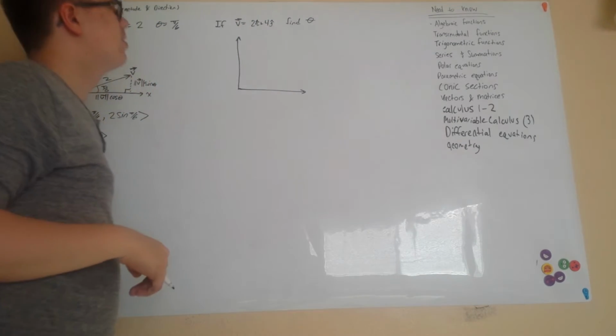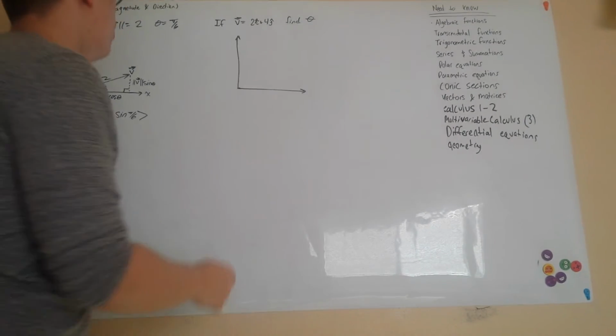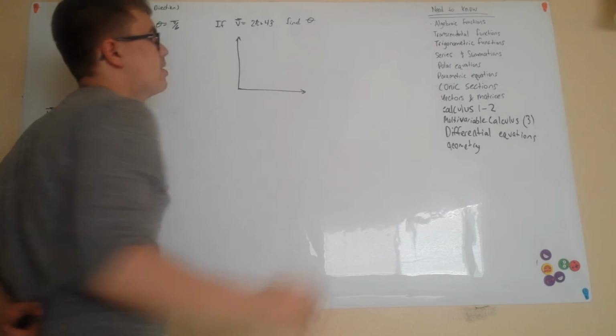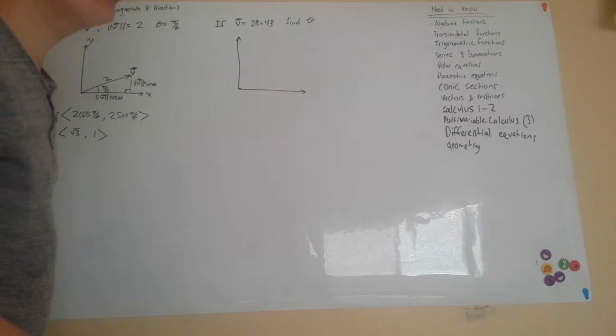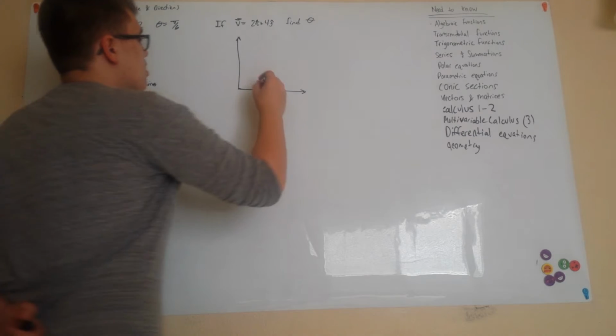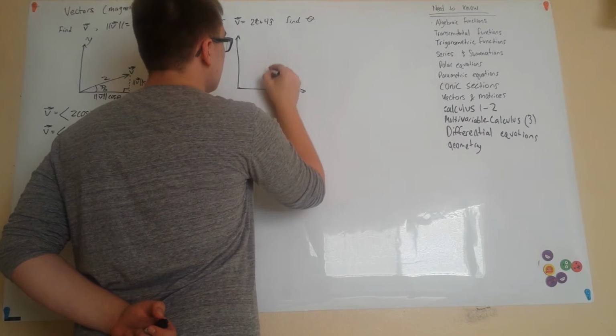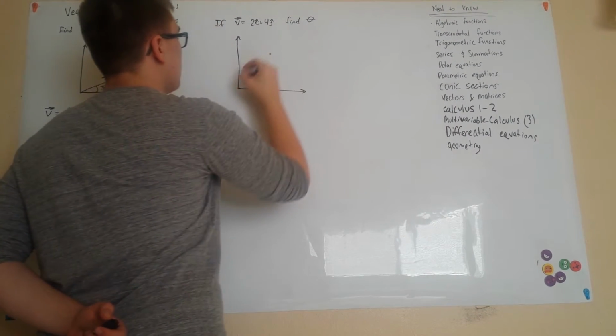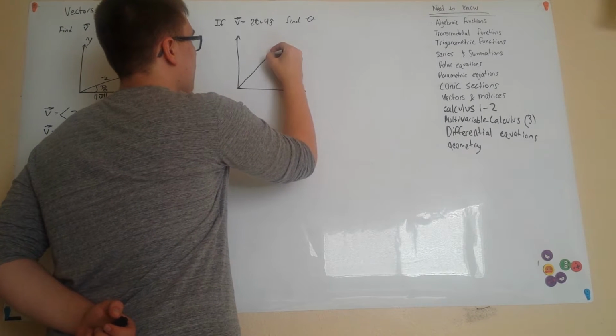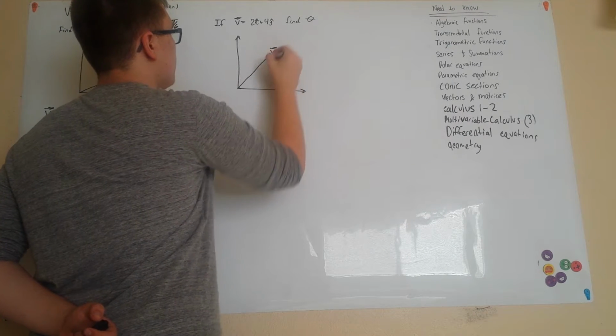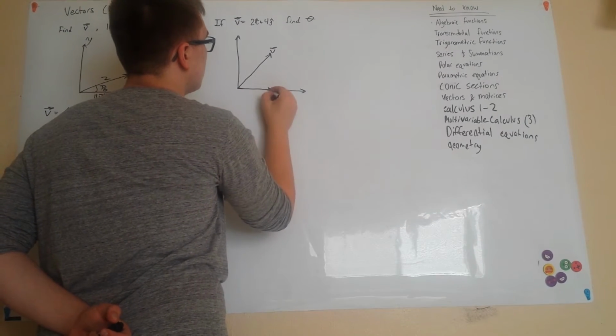How do we represent our vector 2i plus 4j? Well, it's at (2, 4). The terminal point is at (2, 4). So 1, 2, 1, 2, 3, 4. Let's just say it's right there. That's vector v with its components.